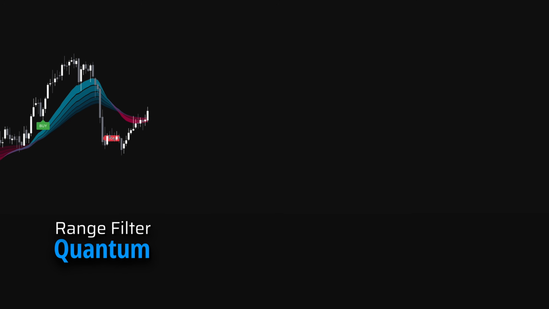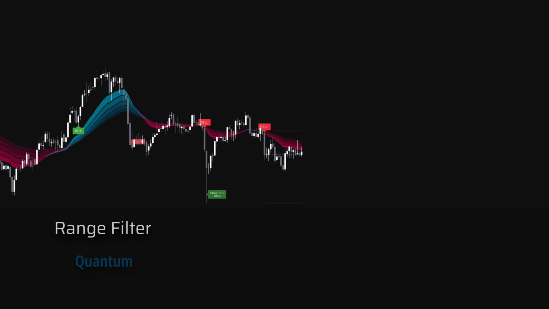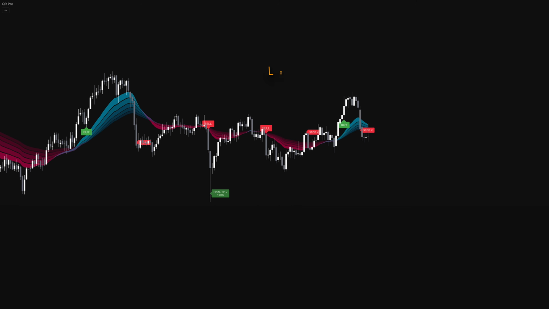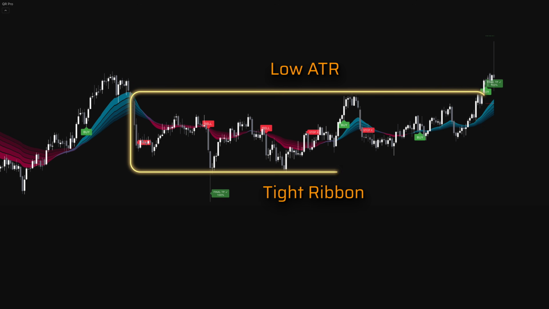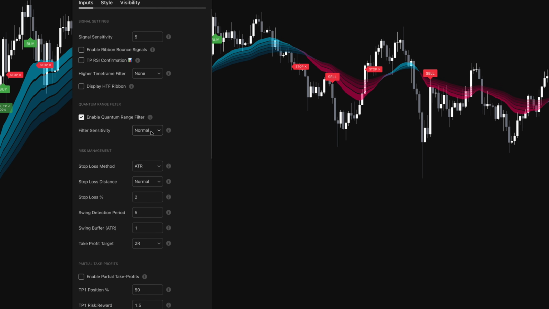This one protects you from choppy markets. The range filter analyzes two things: volatility ratio and ribbon compression. When ATR is low compared to its average and the ribbon is squeezed tight, the market is ranging. Signals during these conditions have higher failure rates. The filter blocks them.